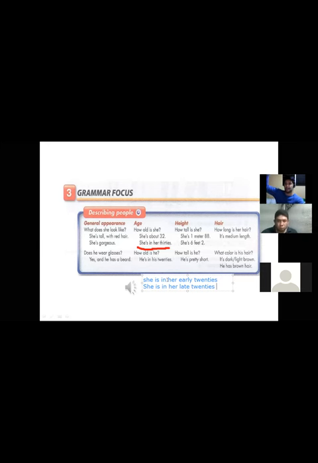About height, la altura, height, okay, height, about height. So how tall is she? Well, she's 1 meter 88. Nosotros tenemos nuestro sistema métrico, ¿verdad? And also, she's 6 feet.